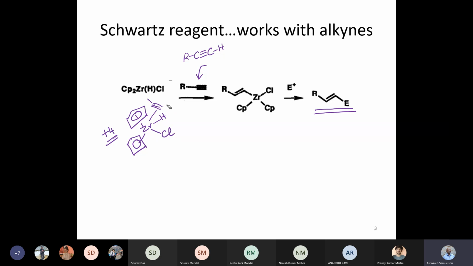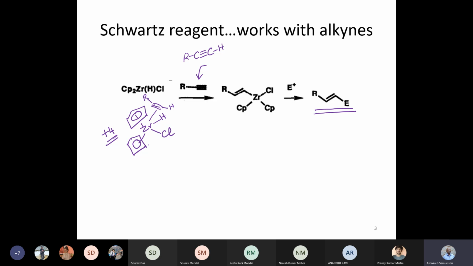So let's write it in such a way that the R group is away from the metal. So you have an insertion reaction taking place, and the insertion is happening in such a way. In this case, of course, there is no question of cis or trans. This whole complex is oriented in such a way that the two cyclopentadienyl rings are like, if I want to picture it, I can show you a three-dimensional structure that would be better.